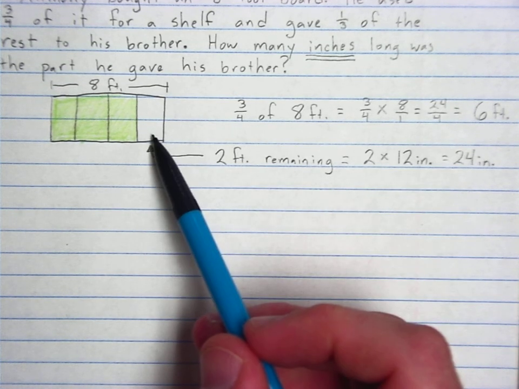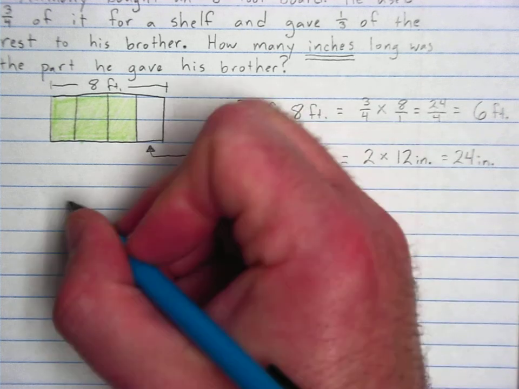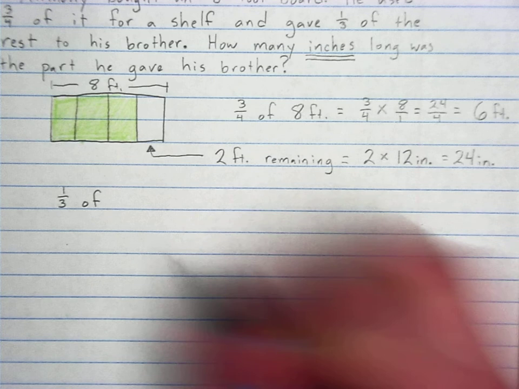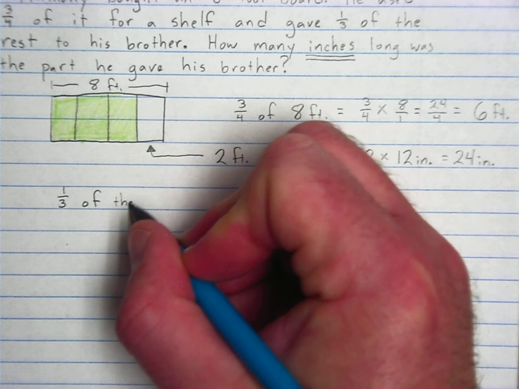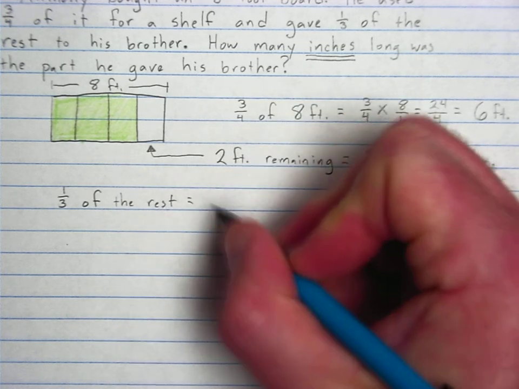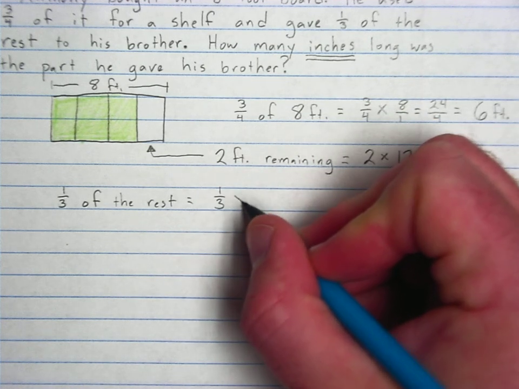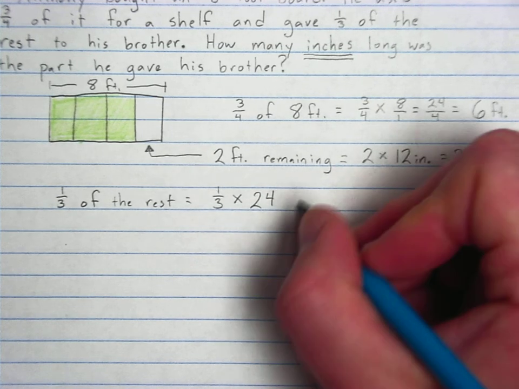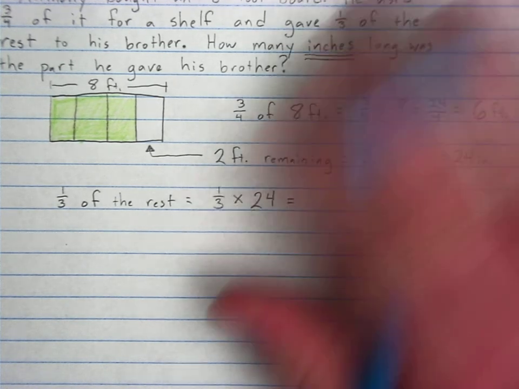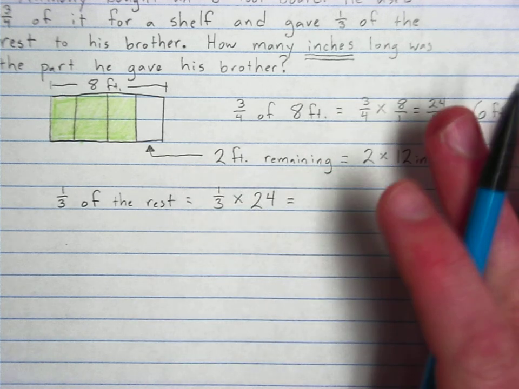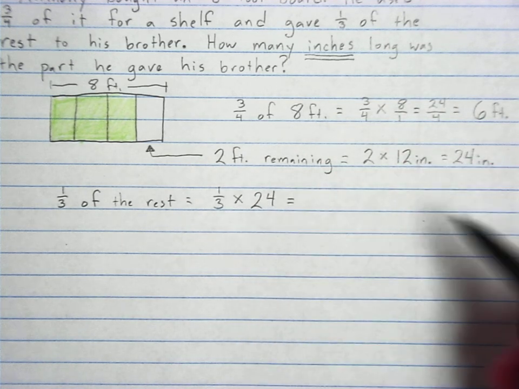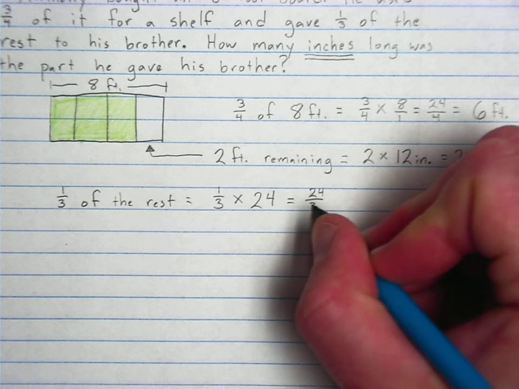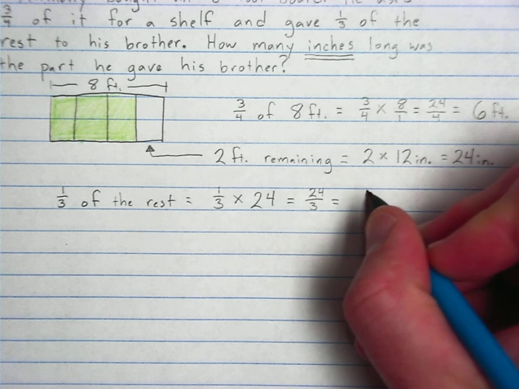24 inches left. Anthony gave 1/3 of the rest, which means 1/3 of 24. You can write this the way we've been doing, or again, if we look back and think 1/3, a unit fraction times a whole number, 1/3 times 24 is just 24 divided by 3, which is 8.